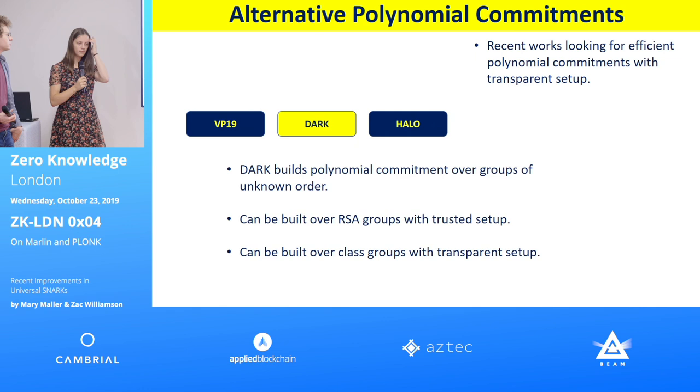One that's come out very recently, and I would say is quite topical, is called DARK. And this is building polynomial commitment schemes from groups of unknown order. So we know two of these, really. One is RSA, which again would require a setup in order to get the RSA parameters, so that wouldn't count as untrusted. But the other is class groups.